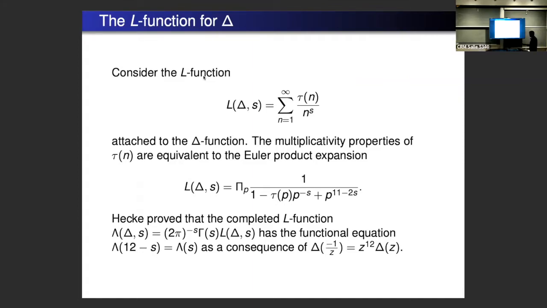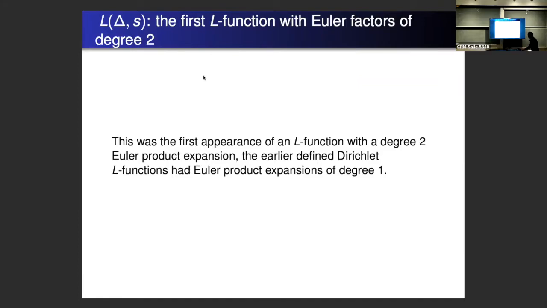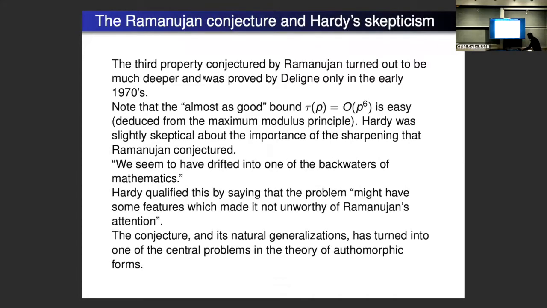There's a degree 2 Euler product expansion, maybe related to the fact this is a function with some symmetry on 2 by 2 matrices. Yeah, so I think maybe this is the first appearance in the literature of an L-function with a degree 2 Euler product. Okay, now this took care of the first two of Ramanujan's conjectures, which were proved by Mordell very quickly after he made them, right?